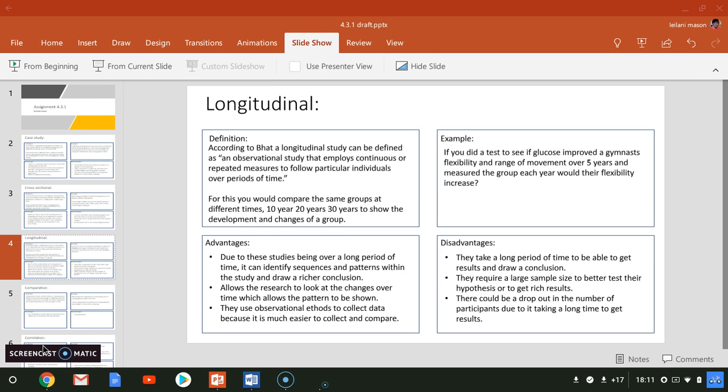The disadvantage is they can take a long period of time to be able to draw a conclusion because it happens every so many years. They require large sample sizes to better test the hypothesis and get richer results. And some of the participants could drop out at any time, which could either make the experiment longer or make it harder to find results.